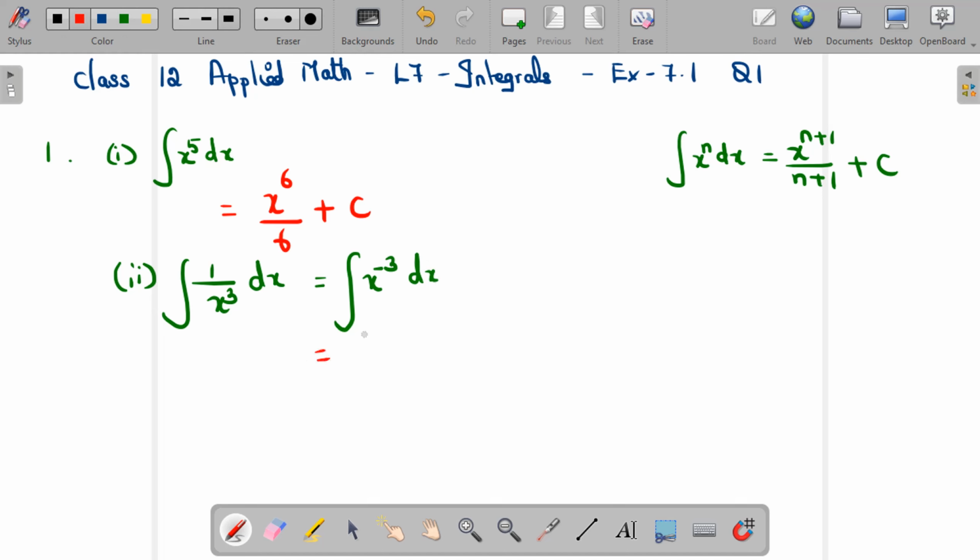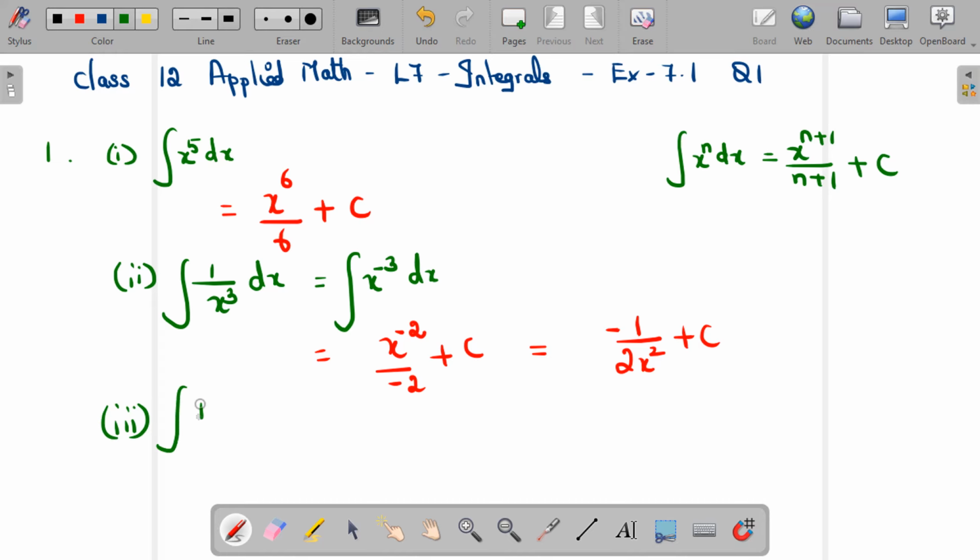So after integration, it is minus 3 plus 1, so it is x^(-2) by minus 2, plus c. If I have to rewrite, I can write this as minus 1 by 2x squared, plus c. Now let's take up the last subdivision in this question.